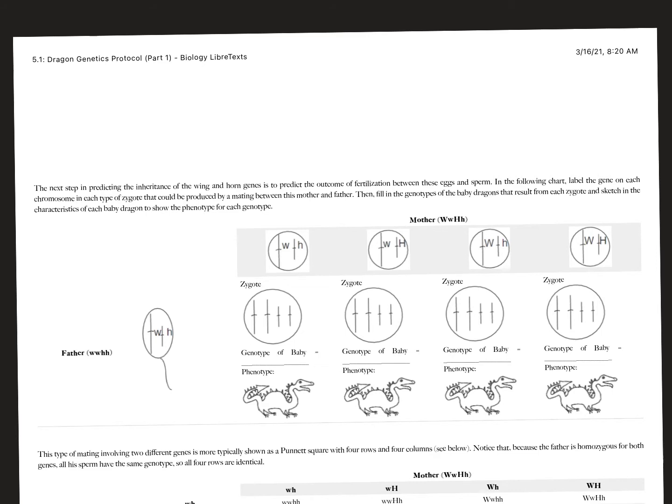So there's only one type of parent here, right? The father's only one type. It can only give little w, little h. The mom can give any one of these, and we just did all the math up above on the previous page, right? And you're right, this is a Punnett square. This is a dihybrid cross. That's all there is to it.